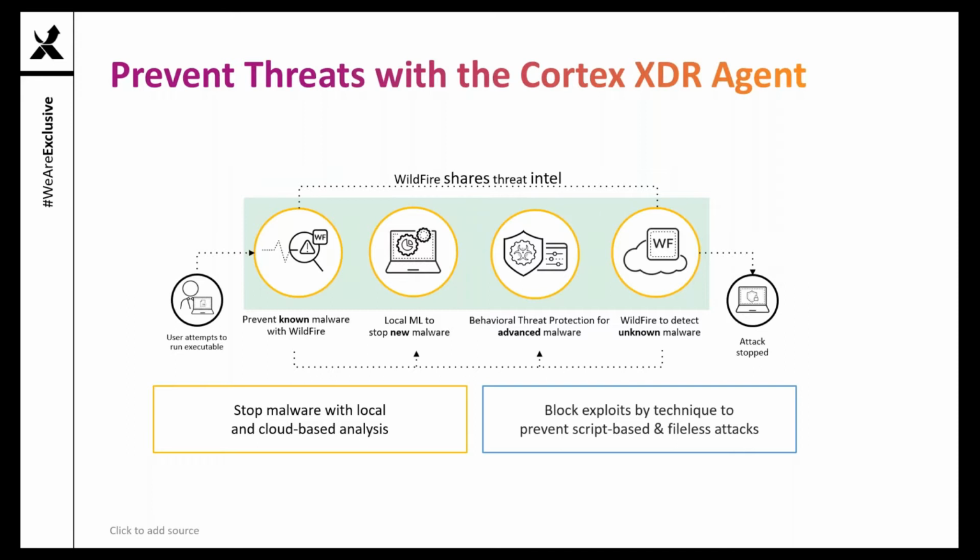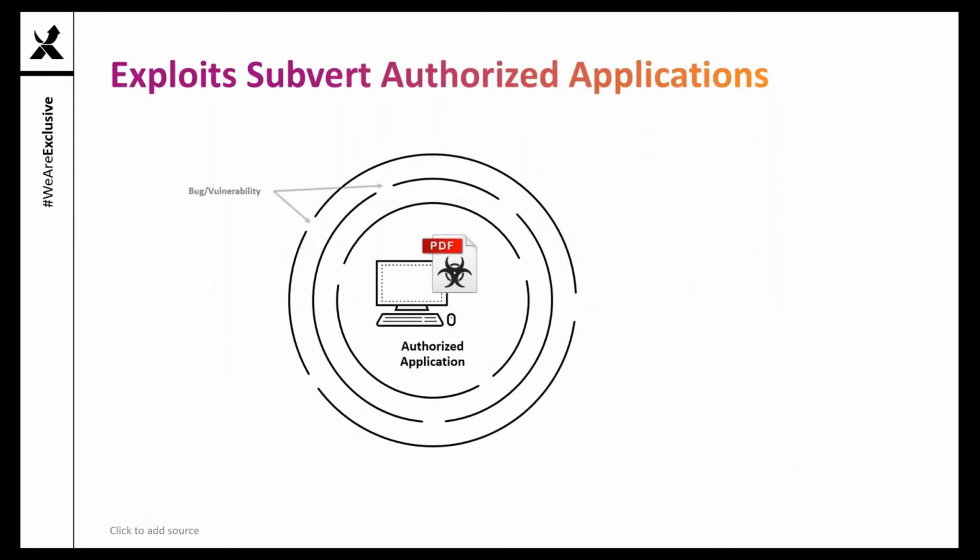Now, Cortex XDR also protects against ransomware and spinning up of child processes, for example, Internet Explorer opening PowerShell, for example. So that's what we called behavioral threat protection. So this is the malware protection part of Cortex XDR.